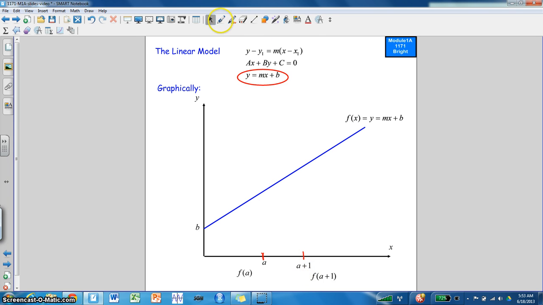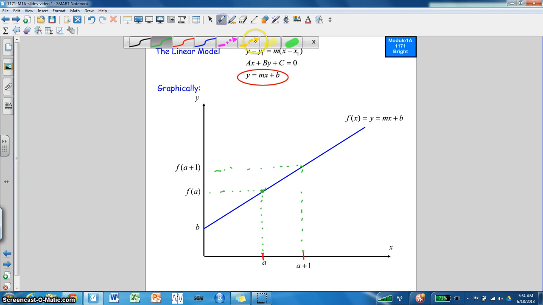Okay, and now as I follow these up to the line, whatever value I hit on the line, if I go over to the other axis, that should be the image or the function value of a. Then I'll do the same thing over on this one. So right here, and then if I go over, that should be f of a plus 1. But in our equation for a line, we don't discuss f of a and f of a plus 1.